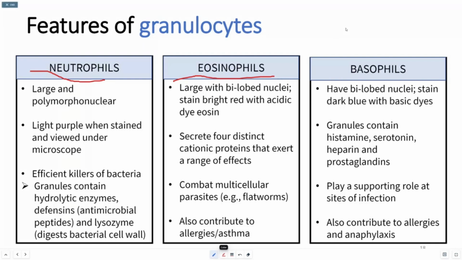The third class is called basophils. Basophils are the least numerous of the granulocytes, making up only about 0.5 to 1%. They exhibit many deep blue-violet granules when they're stained, and they have a bilobular nucleus. The basophils can release histamine, a capillary dilator, and also heparin, which is an anticoagulant, during inflammation and also allergic responses. They may also contribute to allergies and anaphylaxis.